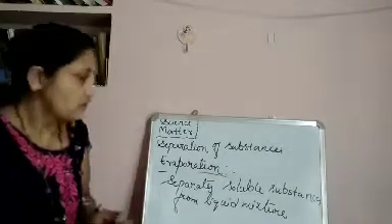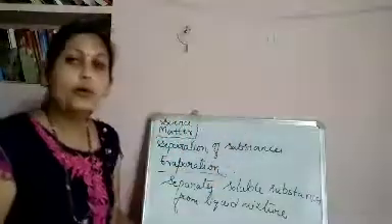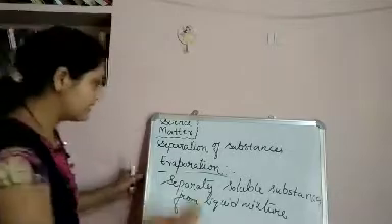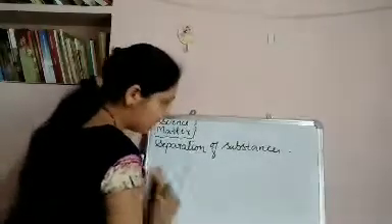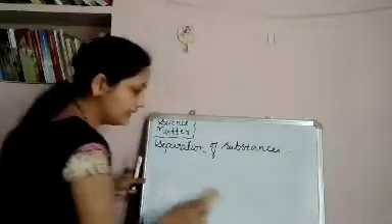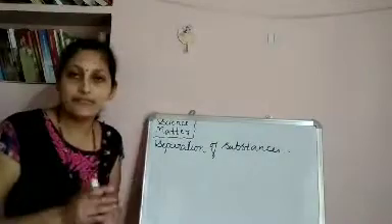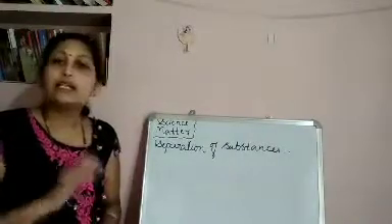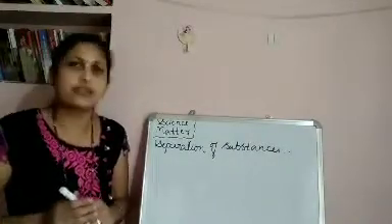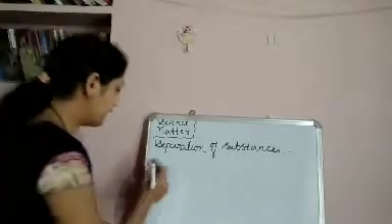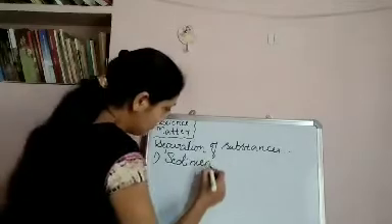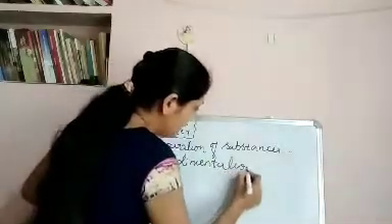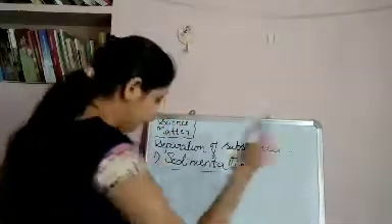Next let us see how insoluble substances can be separated. Insoluble substances can be separated in three different ways, or there are three methods for separating insoluble substances. What are they? First one is sedimentation.